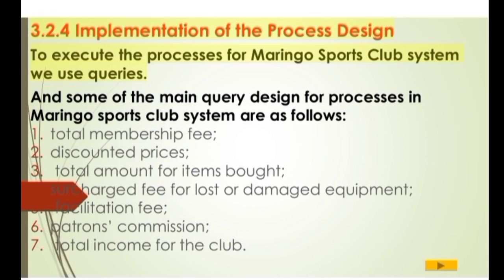3.2.4 Implementation of the process design. To execute the processes for Maringo Sports Club system we use queries. And some of the main query design for processes in Maringo Sports Club system are as follows. 1. Total membership fee. 2. Discounted prices. 3. Total amount for items bought. 4. Surcharged fee for lost or damaged equipment. 5. Facilitation fee. 6. Patrons commission. 7. Total income for the club.